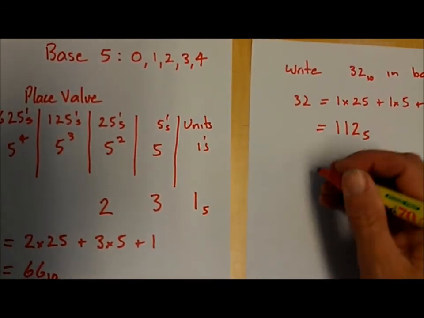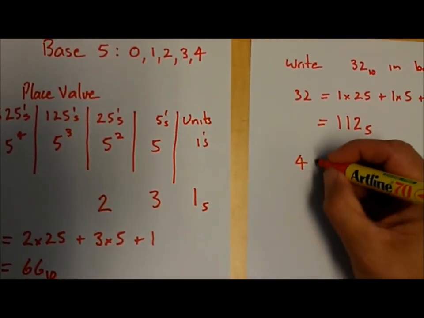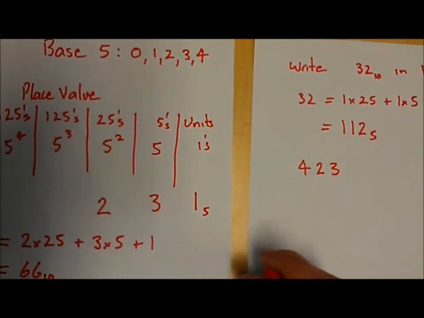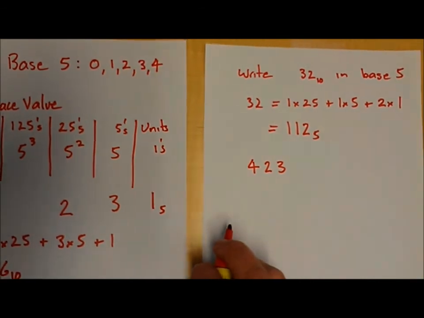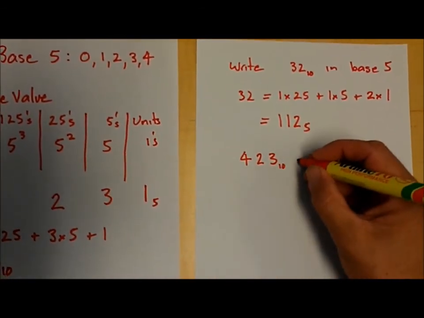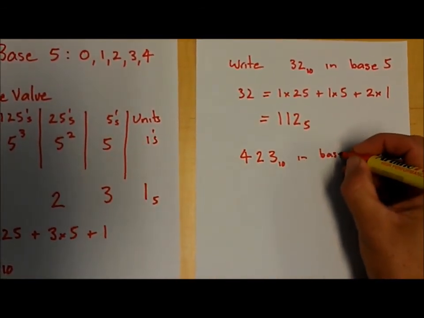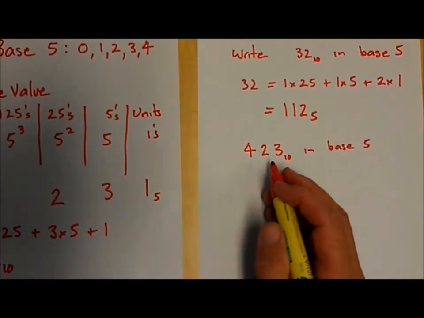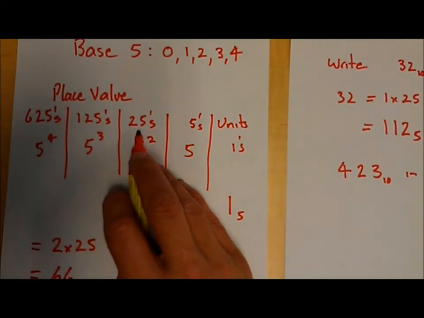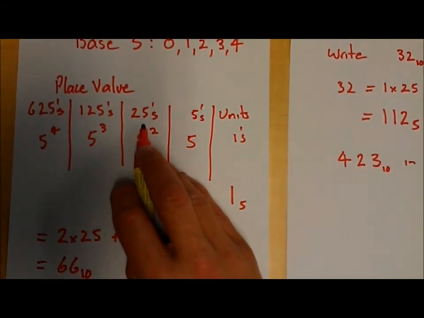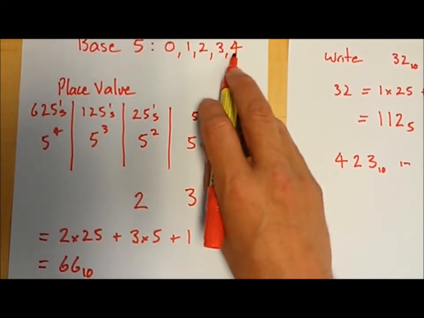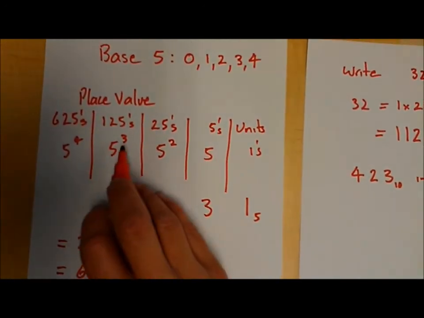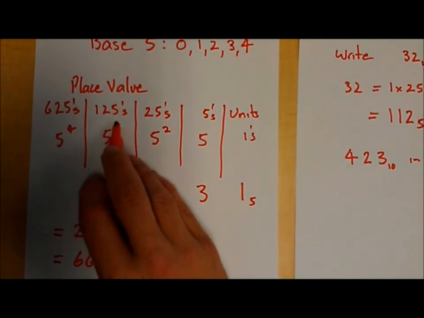So I'll do another one. I'll do 423. So 423 is base 10. I want to write this now in base 5. Okay, so we're getting a bigger number here. So obviously lots of 25 in there, but I can't go any more than 4 lots of 25. So I can't go more than 100 in this column.